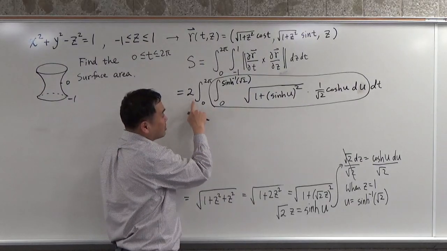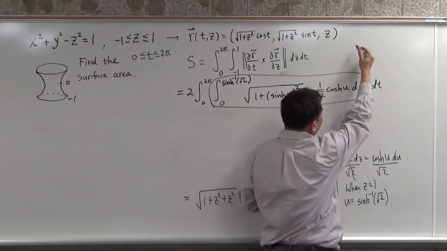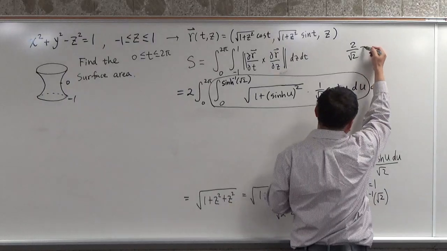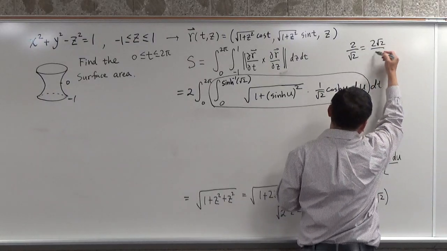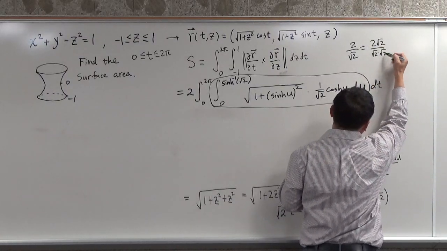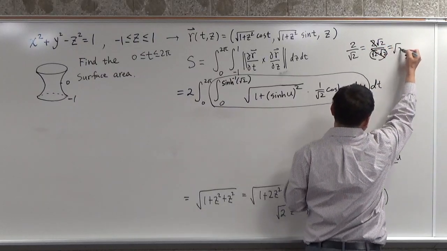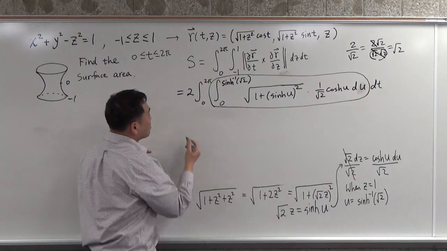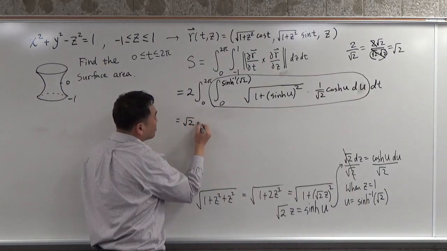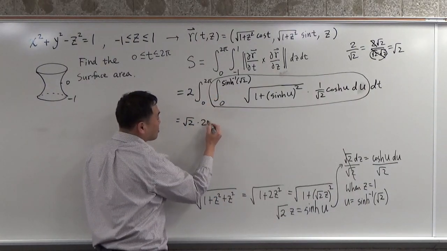And then another thing is 2 over square root of 2. If you divide 2 by square root of 2, and you rationalize top and bottom, then this becomes 2. So these two are the same, so you just get square root of 2. Okay, so you're going to get square root of 2, and then 2 pi is going to come out.